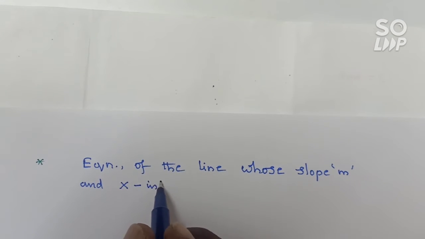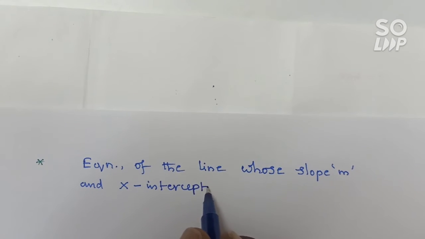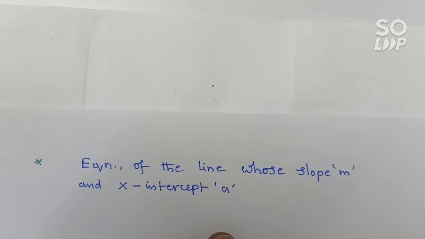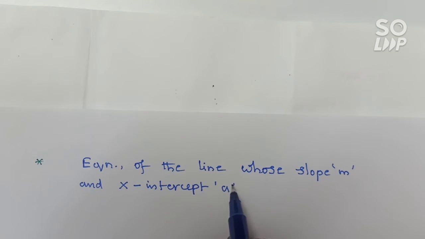And x-intercept small a. Generally, the x-intercept of a line is denoted by small a. But previously, the line equation was given as ax plus by plus c. In that equation, a is the x coefficient, b is the y coefficient and c is the constant. Now in this one, I am given that the x-intercept is a.